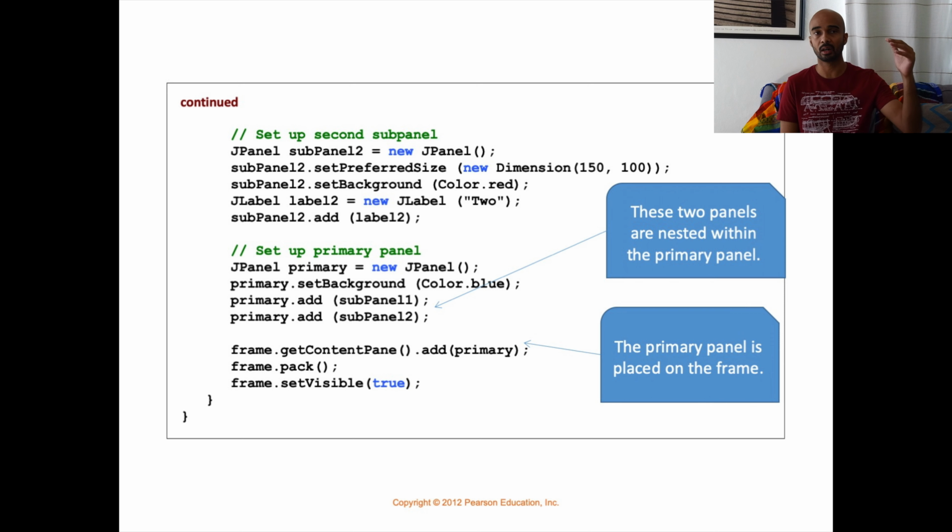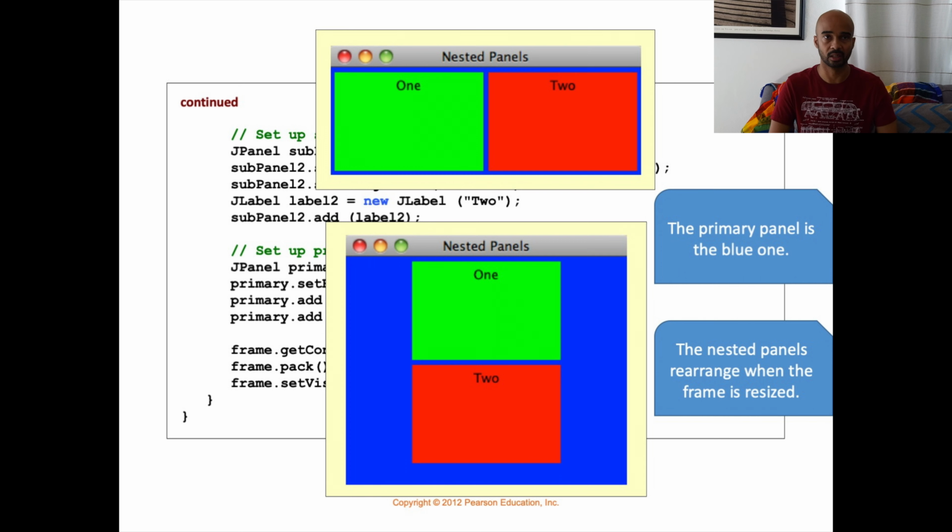So we create all of these, we do all of these operations, and then the last thing that we usually do is set visible to true. So after creating all of the objects and placing them properly, we usually render it to the screen. Now this is a result of what we did. The top window is the initial size of the window, based on that preferred size of the two panels.